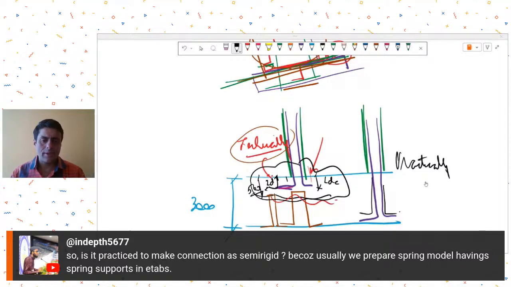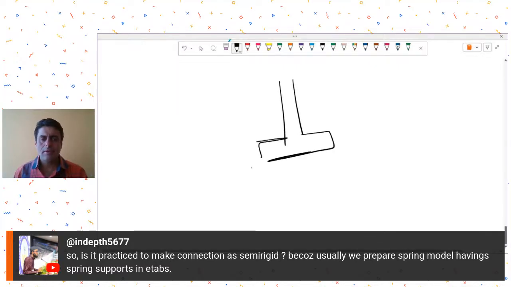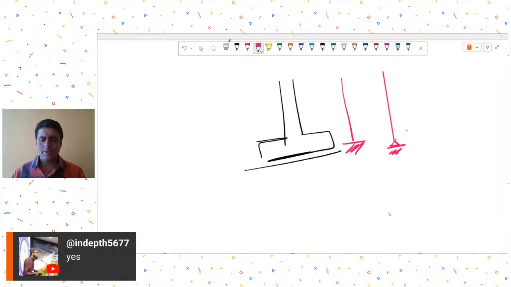Is it practical to make connections semi-rigid, because usually we prepare a spring model having spring supports in ETABS? You may do, actually. What happens is that this footing to column junction you are asking about, whether to design it as a fixed support or a pin support, is this what you're asking? I think this is what he's asking. Yes.